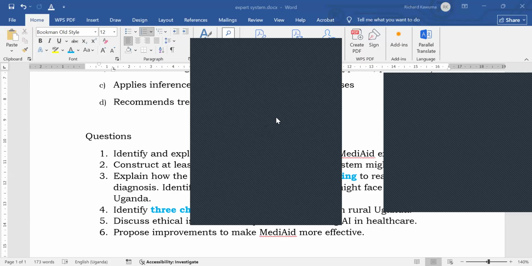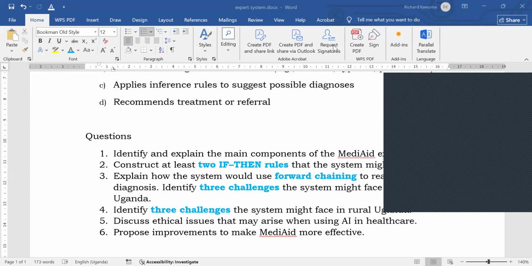For me, the main components would be the knowledge base, then the inference engine, the brain of the system that uses reasoning, like forward or backward chaining, to apply knowledge-based rules to user data for answers and predictions. Then the next will be the user interface, and then the working memory, which can be optional, and the knowledge acquisition module.